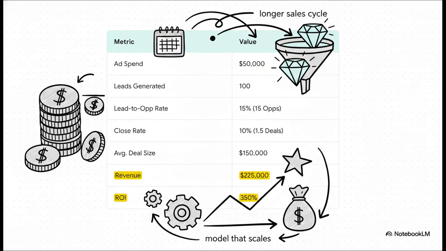And the sales cycle is much longer, so naturally the conversion rates are a bit lower, a 15% lead to opportunity rate and a 10% close rate. But the average deal size is a massive $150,000. So even with those lower conversion rates, that huge deal size leads to $225,000 in revenue for an incredibly strong 350% ROI. This just goes to show the model works no matter what scale you're operating at.